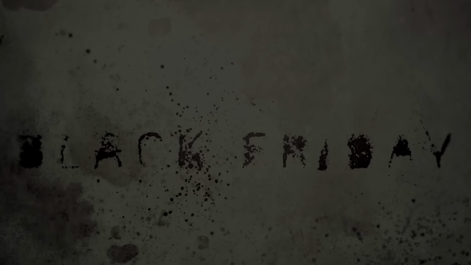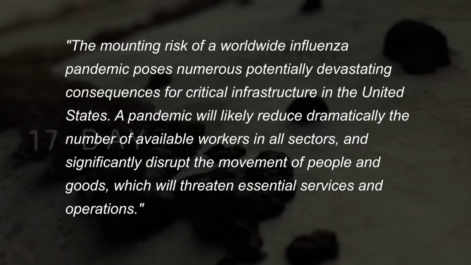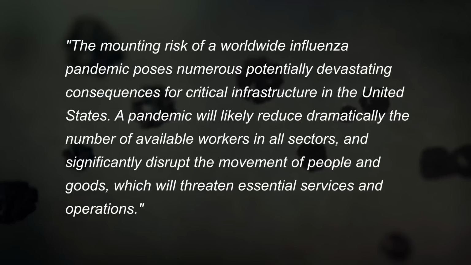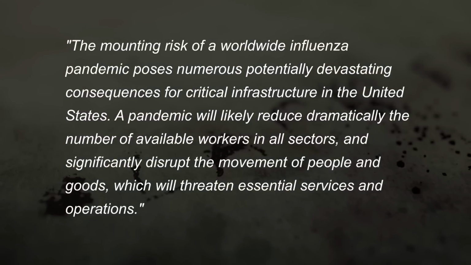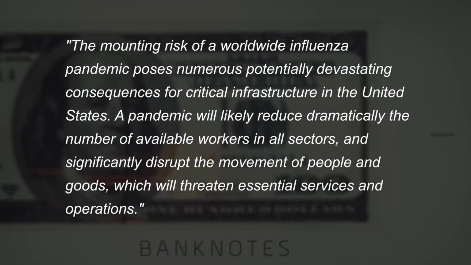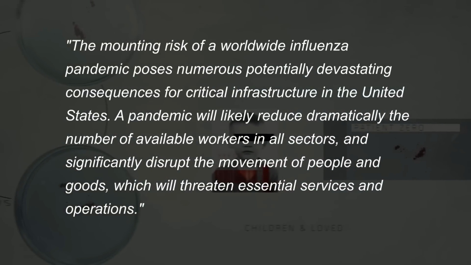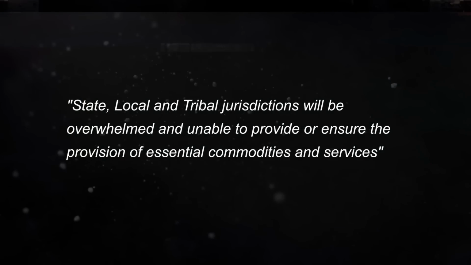In 2006, the US Department of Homeland Security issued a guide on pandemic preparedness, which warned of the mounting risk of a worldwide influenza pandemic and how it possesses numerous potentially devastating consequences for critical infrastructure in the United States. The pandemic will likely reduce dramatically the number of available workers in all sectors and significantly disrupt the movement of people and goods, which will threaten essential services and operations.